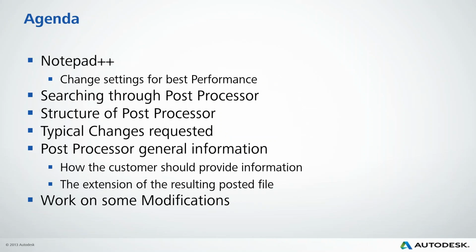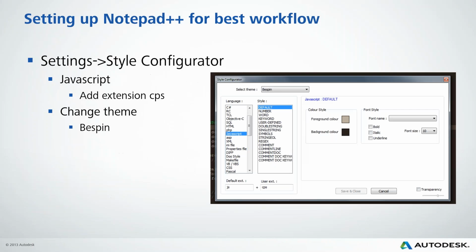Next, we're going to look through how to search the post processor, the structure, and some typical changes that take place. Then we're going to look at how we want to see requests come in from customers, so that it makes it easier for us to do the changes and know exactly what they want. And then we'll actually look at doing some of those modifications. Okay, first, let's start with how we set up Notepad++.